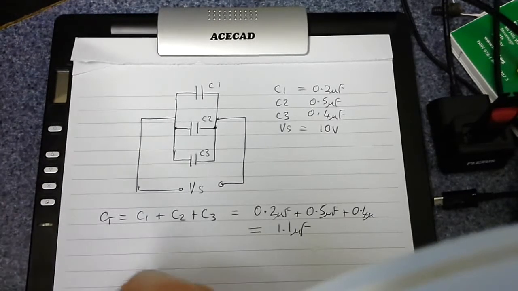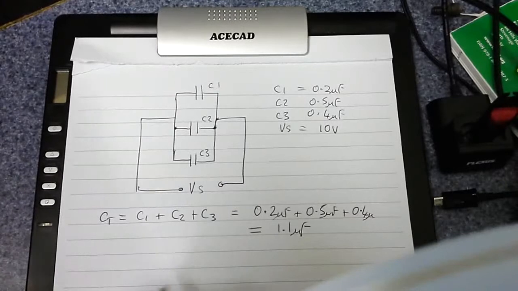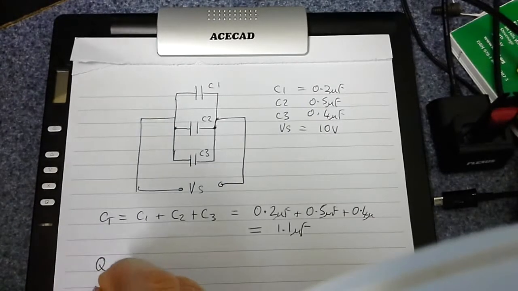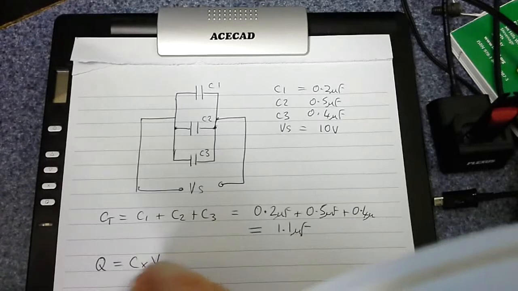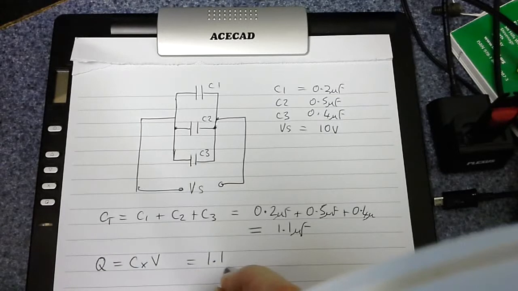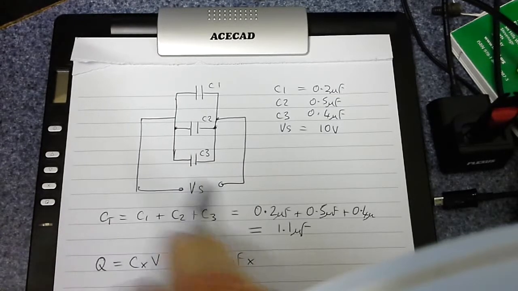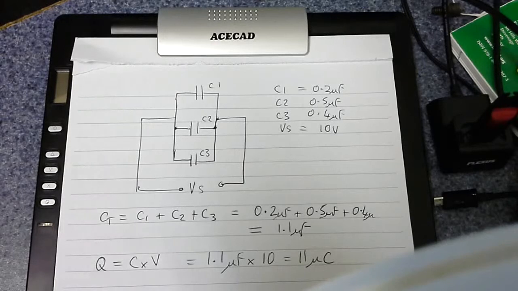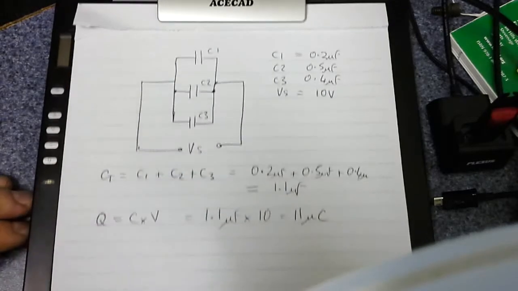To find the energy, first of all let's find the charge in the circuit. Remember that Q, charge in coulombs, is equal to C times V. We just multiply the total circuit capacitance, which is 1.1 microfarad, times the 10 volt supply across them, and that will give us 11 microcoulombs. Microcoulombs because we're using microfarads.